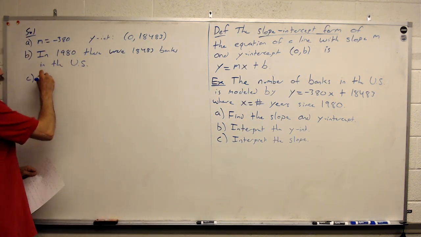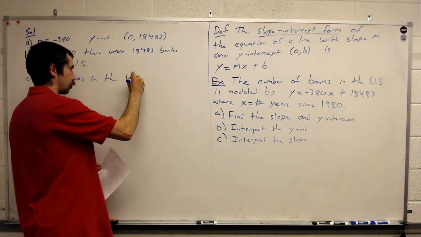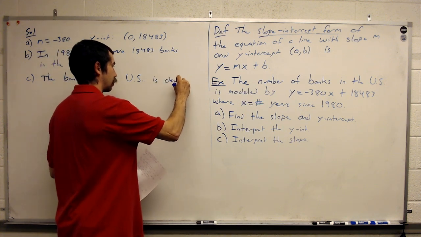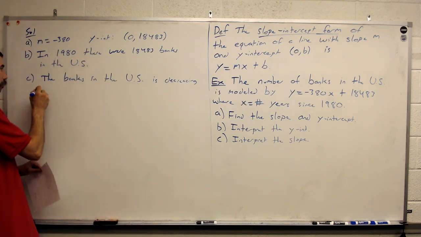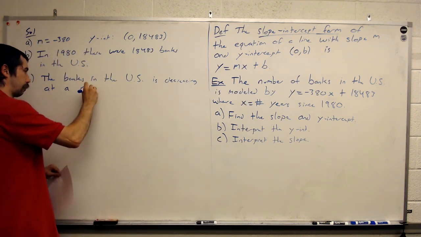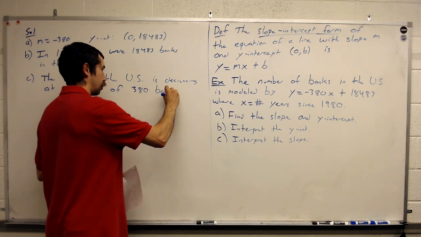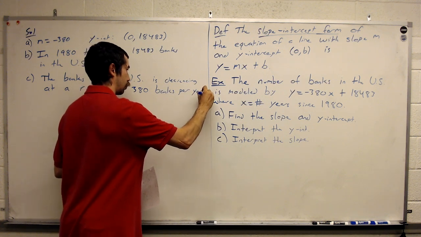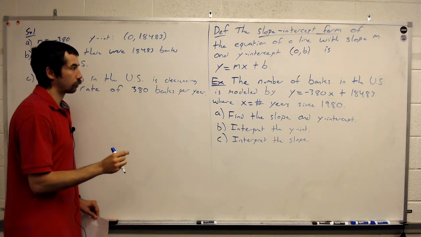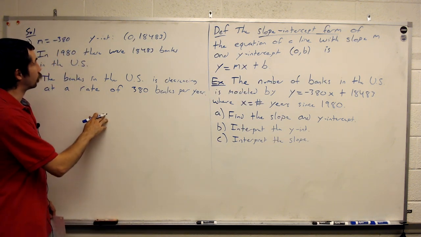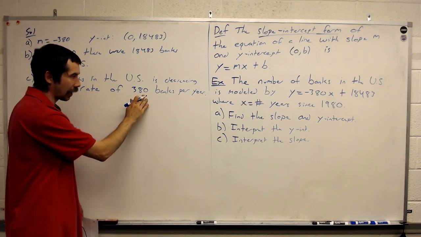This says the number of banks in the US is decreasing. Why is it decreasing? It's a negative slope, so it's going down at a rate of 380 banks per year. Okay? Big takeaway: a slope is a rate of change. So a slope is a rate of change. The number of banks is decreasing at a rate of 380 banks per year.